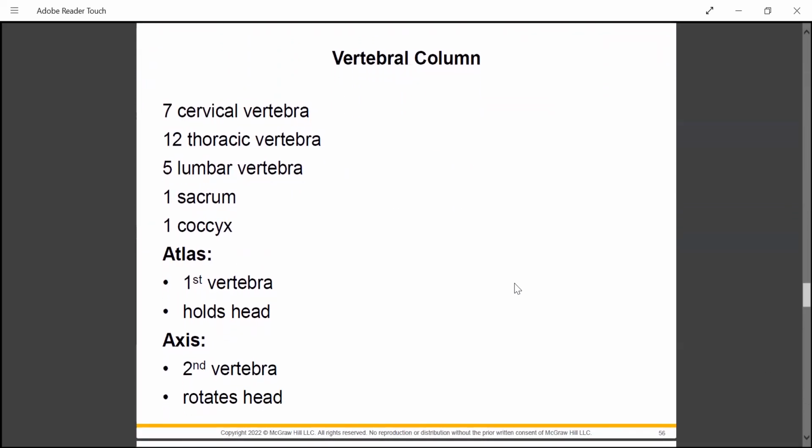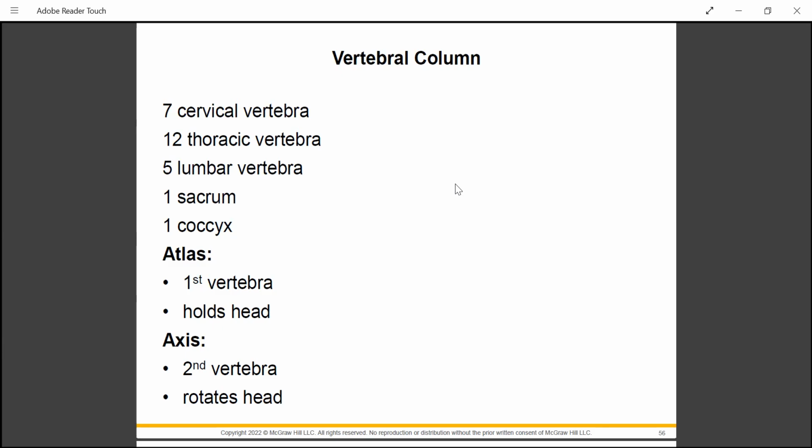The other thing that I would like you to know about the vertebral column is the number of segments. So we have 7 cervical vertebrae, so 7 vertebrae in our neck. Our vertebrae are each individual bone or segment. So 7 cervical vertebrae. You have 12 thoracic vertebrae, or 12 segments in your mid-back. And then you have 5 lumbar or lower back vertebrae. You then have 1 sacrum, which is about 4 or 5 segments fused together. And then you have 1 coccyx, which is your tailbone.